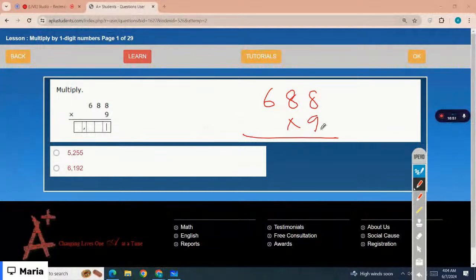9 times 8. Start with the ones digit. 9 times 8 is 72. You have to write the ones digit over here and carry the tens digit to the next digit. Again, you have to do 9 times 8, which is again 72. You need to add the carry 7. 72 plus 7 is 79. So you write down 9 over here and carry the 7. You always write the ones digit and carry the tens digit to the next one.